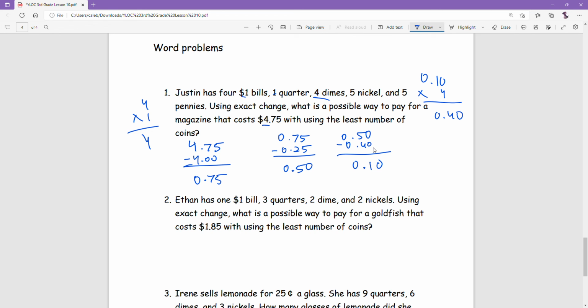And so now we just need to get rid of 10 cents. We have 5 nickels, but 5 nickels is over 10 cents, so we need to find out how many can go into 10. So 2 nickels, since each nickel is 5 cents. And if we multiply that 2, that would be 10 cents. So we have 10 cents minus 10 cents, which equals 0. So now, because we have to get 0, to make sure we get all the change, now we count up. So we used 4 $1 bills, 1 quarter, 4 dimes, and 2 nickels.